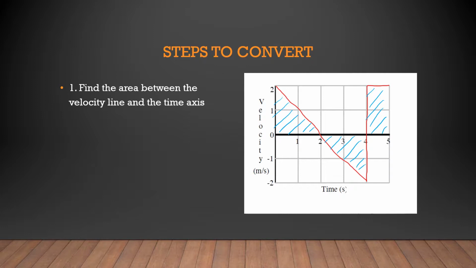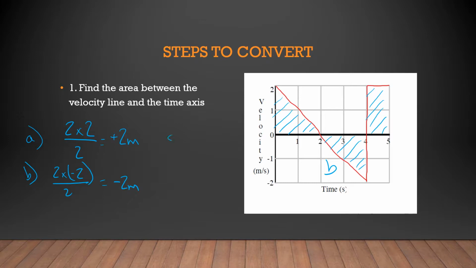For the first triangle, we have a base of 2 times a height of 2, and we're going to cut that in half based on our area of a triangle. So we're going to have a displacement of plus 2 meters. We'll call this part A. For part B, which will be down here, we have a width of 2 and a height of -2, and we have to divide by 2 because it's the area of a triangle again. So we have a displacement of -2 meters.